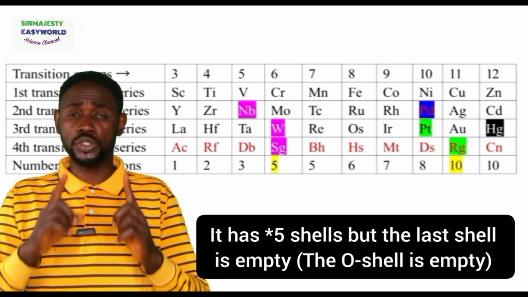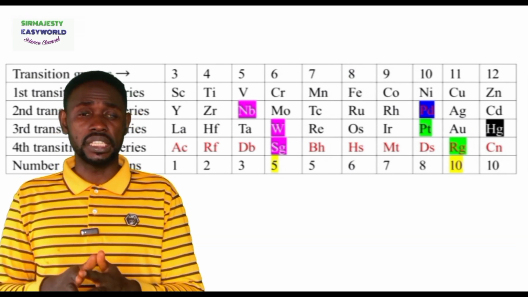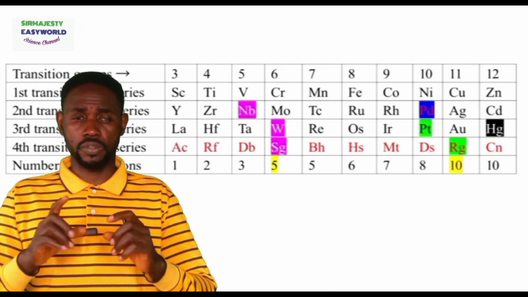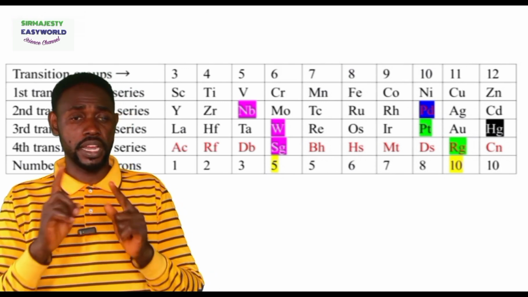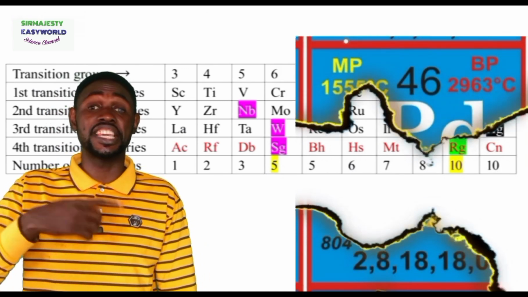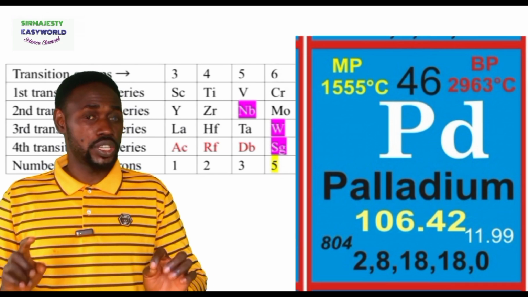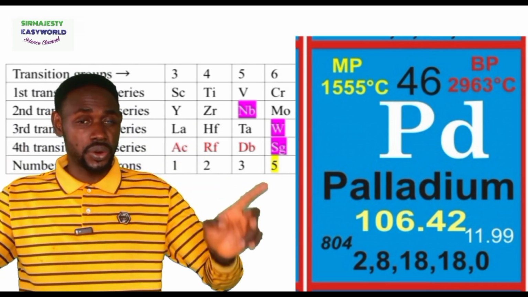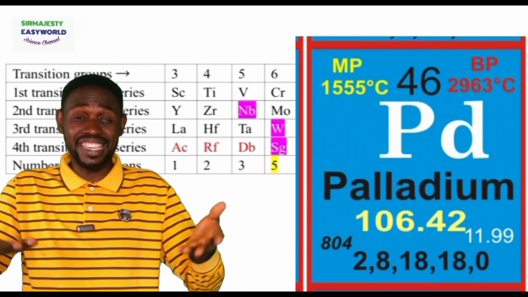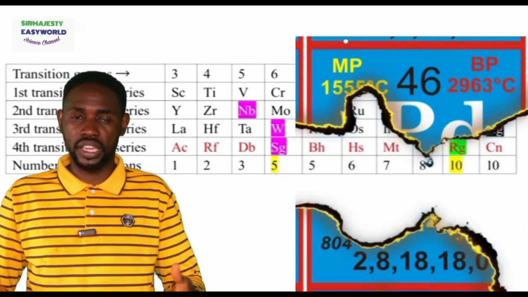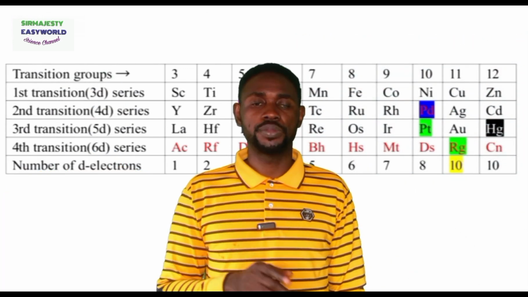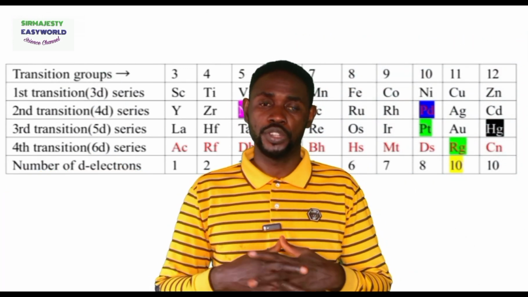So the distribution of electrons in the shells of palladium, that is in the shells K, L, M, and N, is 2, 8, 18, 18, 0. Imagine that. So it's the only element that has 0 electron in its last shell in neutral state without losing or gaining electron. So palladium is unique, and that is what makes palladium unique.